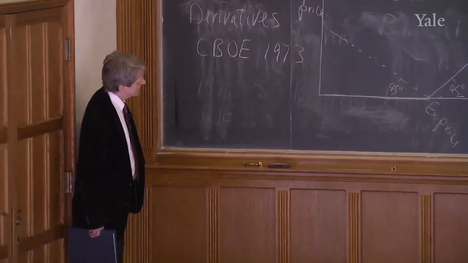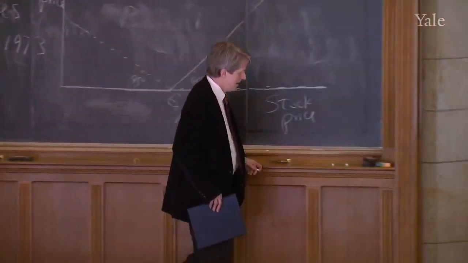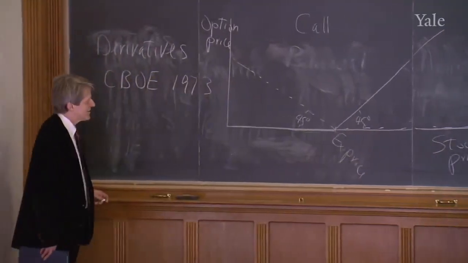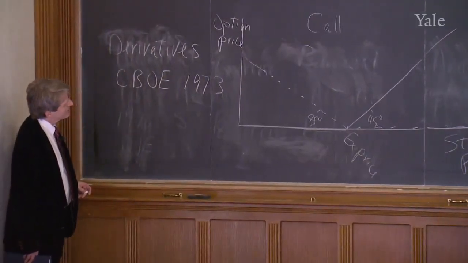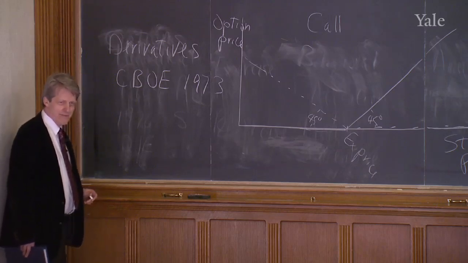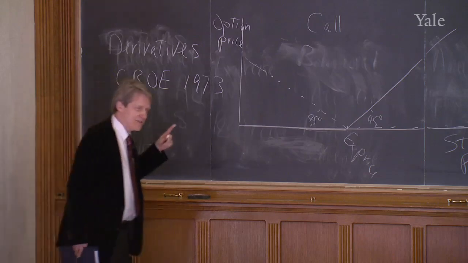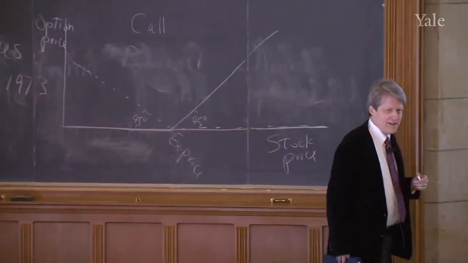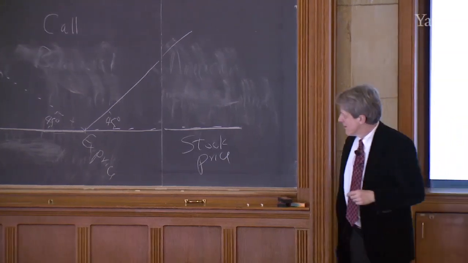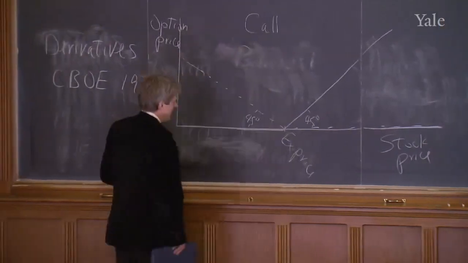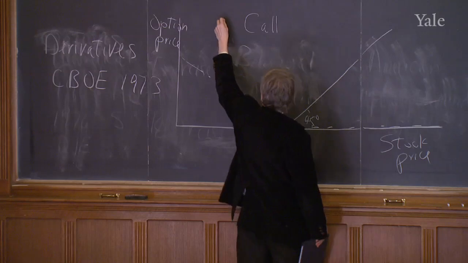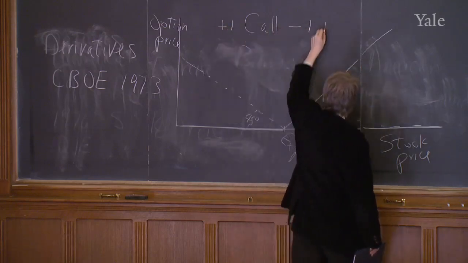So that's on the exercise date. Now, it's interesting that there's a pretty simple pattern here between puts and calls. What if I buy one call and I short one put, all right? Or write a put. Writing a put and shorting a put are the same thing, all right? What does that portfolio look like? Well, if I put that portfolio together, I want to have plus one call minus one put.